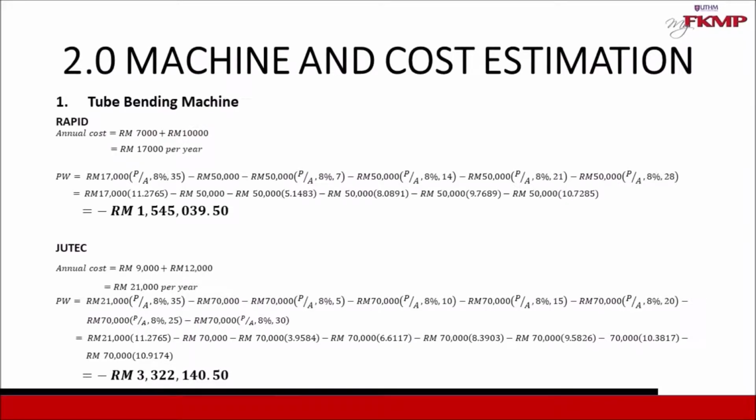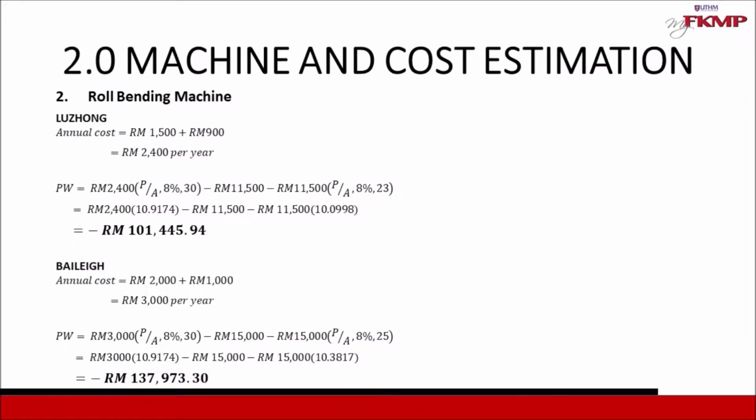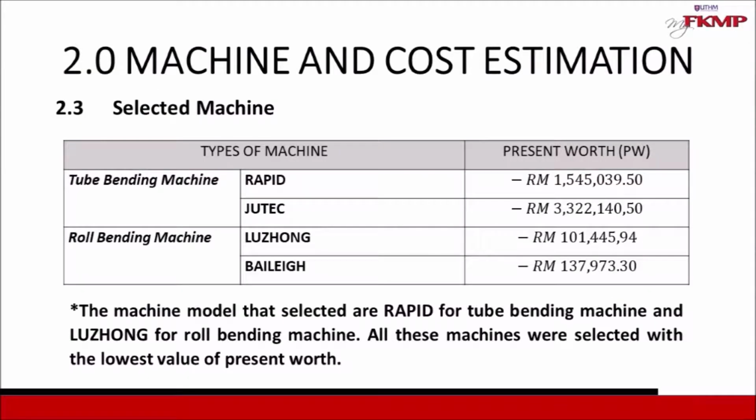This shows how to calculate the estimation cost for the tube bending machine. And next is the calculation of the estimation cost for the roll bending machine. Finally, after calculating the estimation cost, we can select which brand of machine has the lowest present worth. Therefore, the machine brands selected are Rapid for the tube bending machine and Luzong for the roll bending machine. All these machines are selected because they have the lowest present worth compared with the other brands.